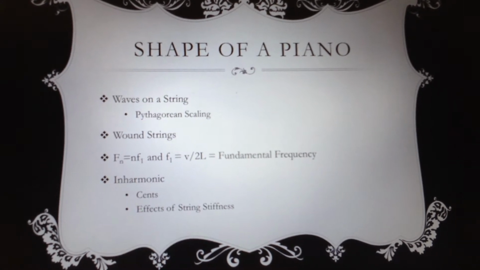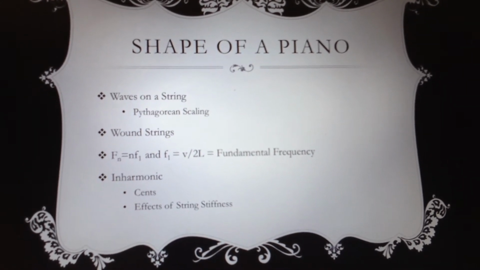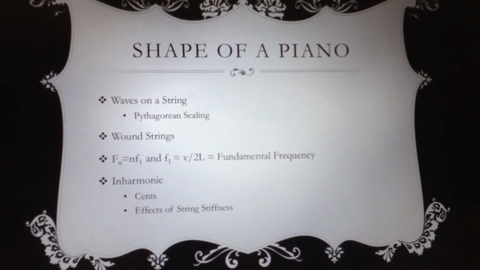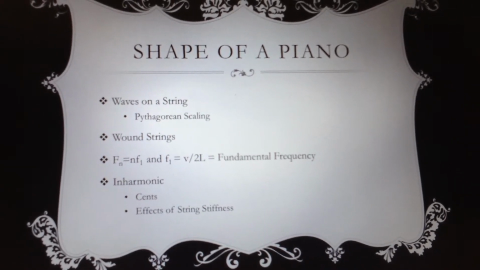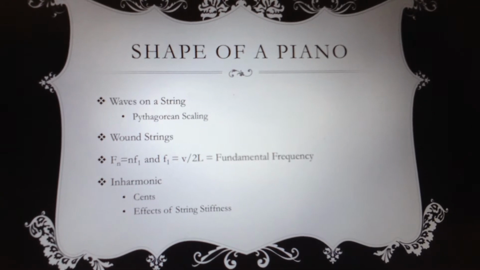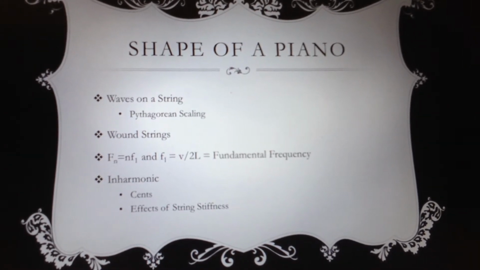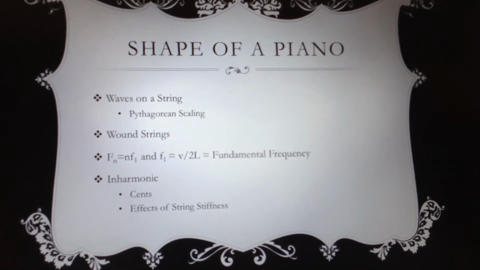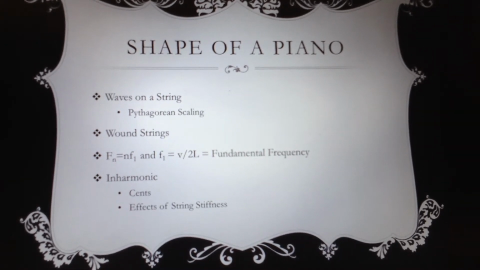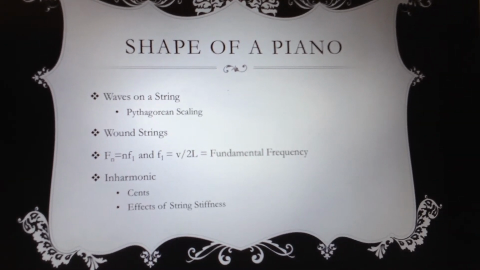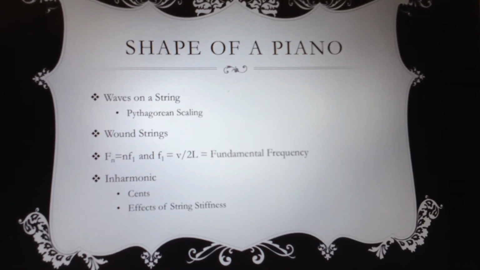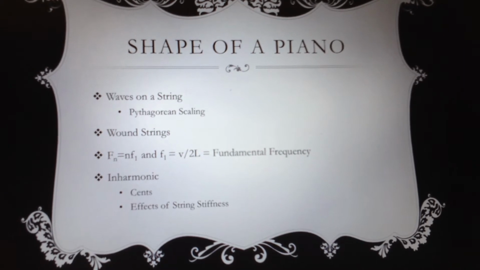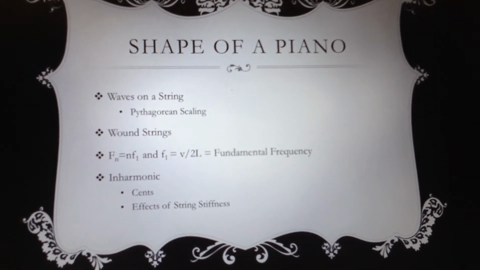The shape of the piano is made to basically create waves on a string. There's the Pythagorean scaling, which states that doubling the length of the string reduces the frequency by an octave, so the longer the string, the lower the note. However, this isn't very practical for a modern piano, and to avoid this problem, we started increasing the mass per unit length, which is used by wound strings. Wound strings basically means a steel core with copper winding around it.